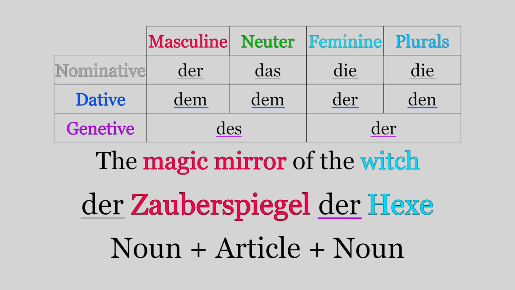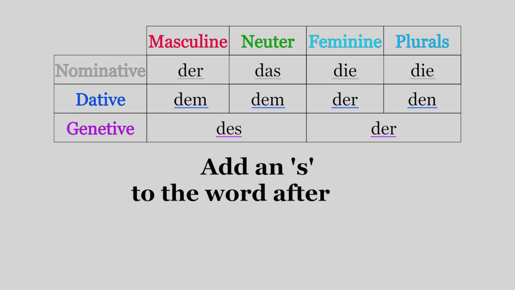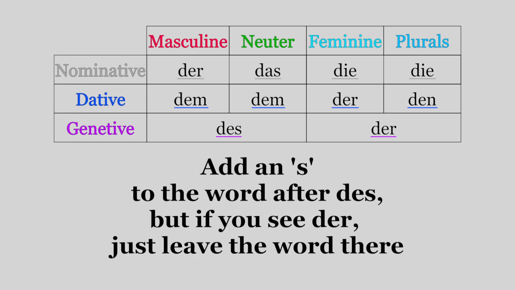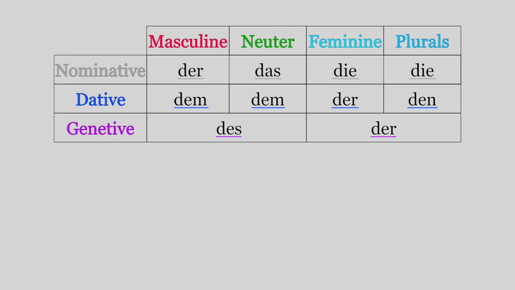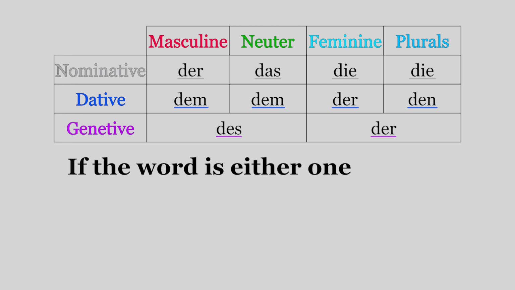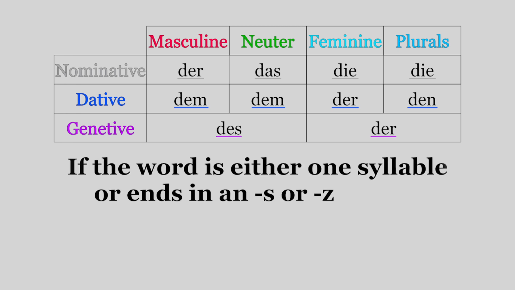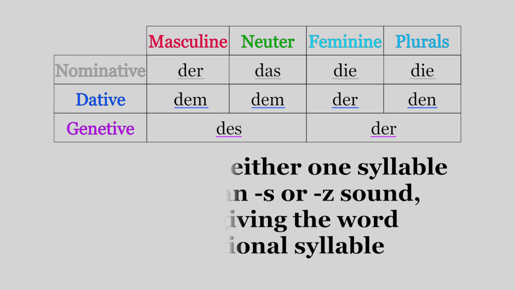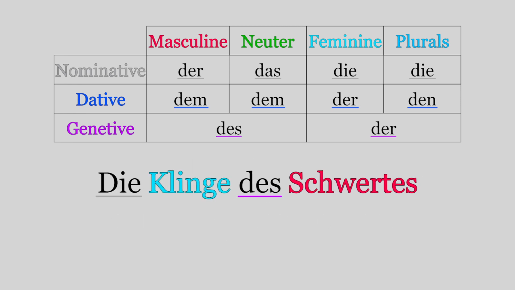The extra s at the end of Kobold only shows up on masculine and neuter words. You would never see der Hexes. I remember this with the silly phrase, add an s to the word after des, but if you see der, just leave the word there. Finally, for ease of pronunciation, if the word is either one syllable or ends in an s or z sound, add es, giving the word an additional syllable. For example, die Klinge des Schwertes.